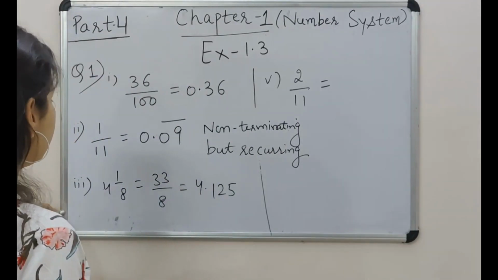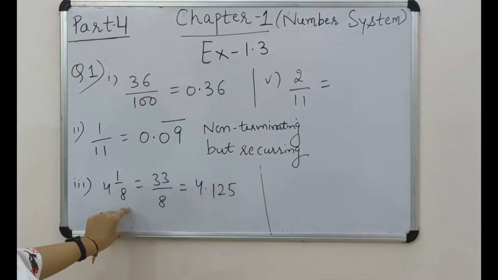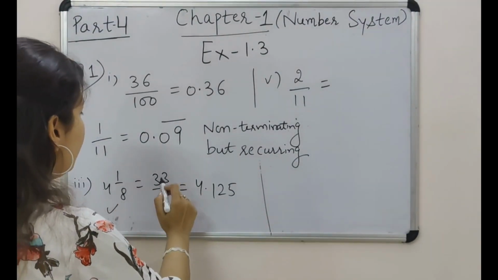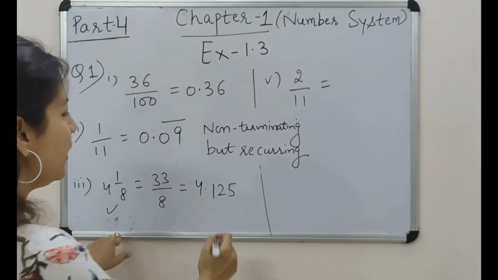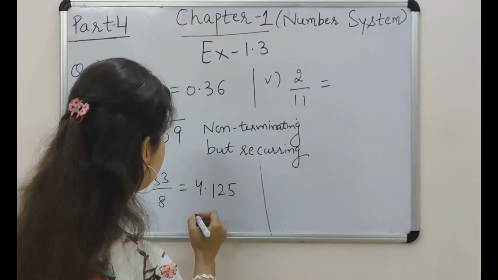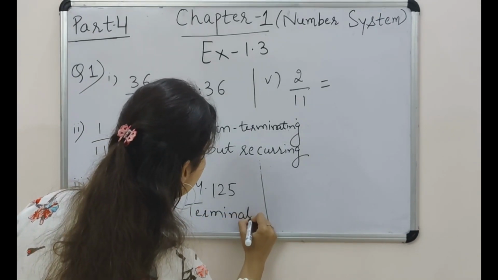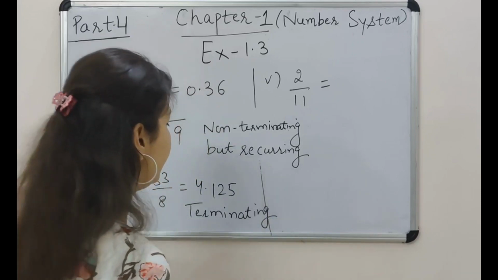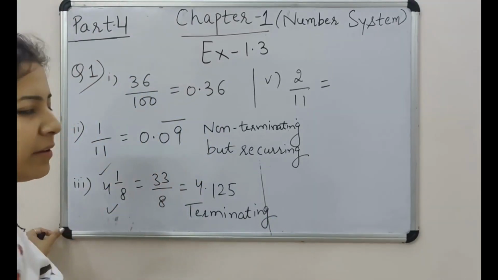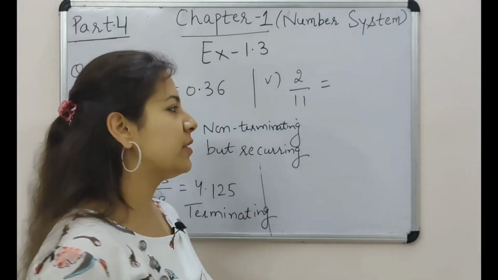Let's check the third part. Next we have 4 1 by 8. When you simplify this mixed fraction, you get 33 by 8. And after doing the division, this is what you get: 4.125. Clearly the decimal is terminating. That is why this value is a rational number, because its decimal is terminating after a finite number of steps.